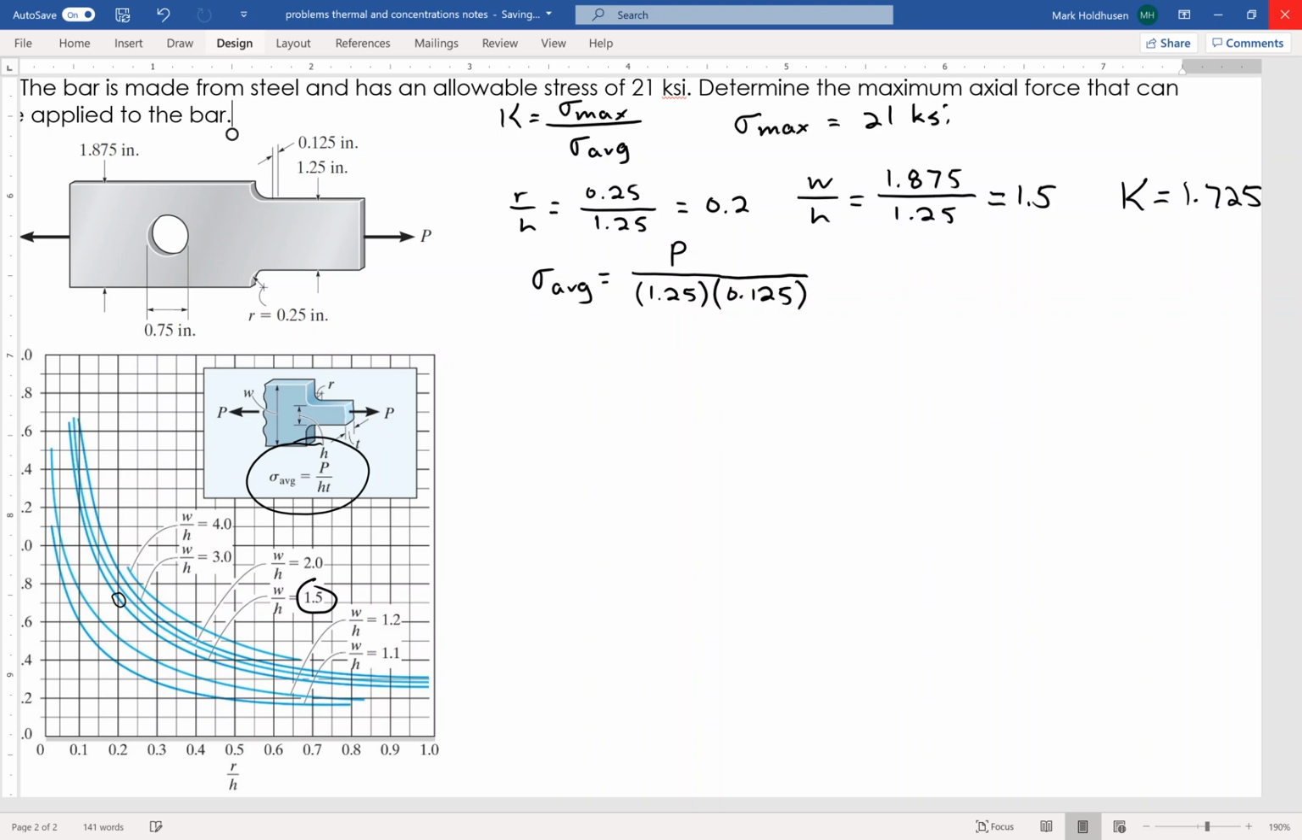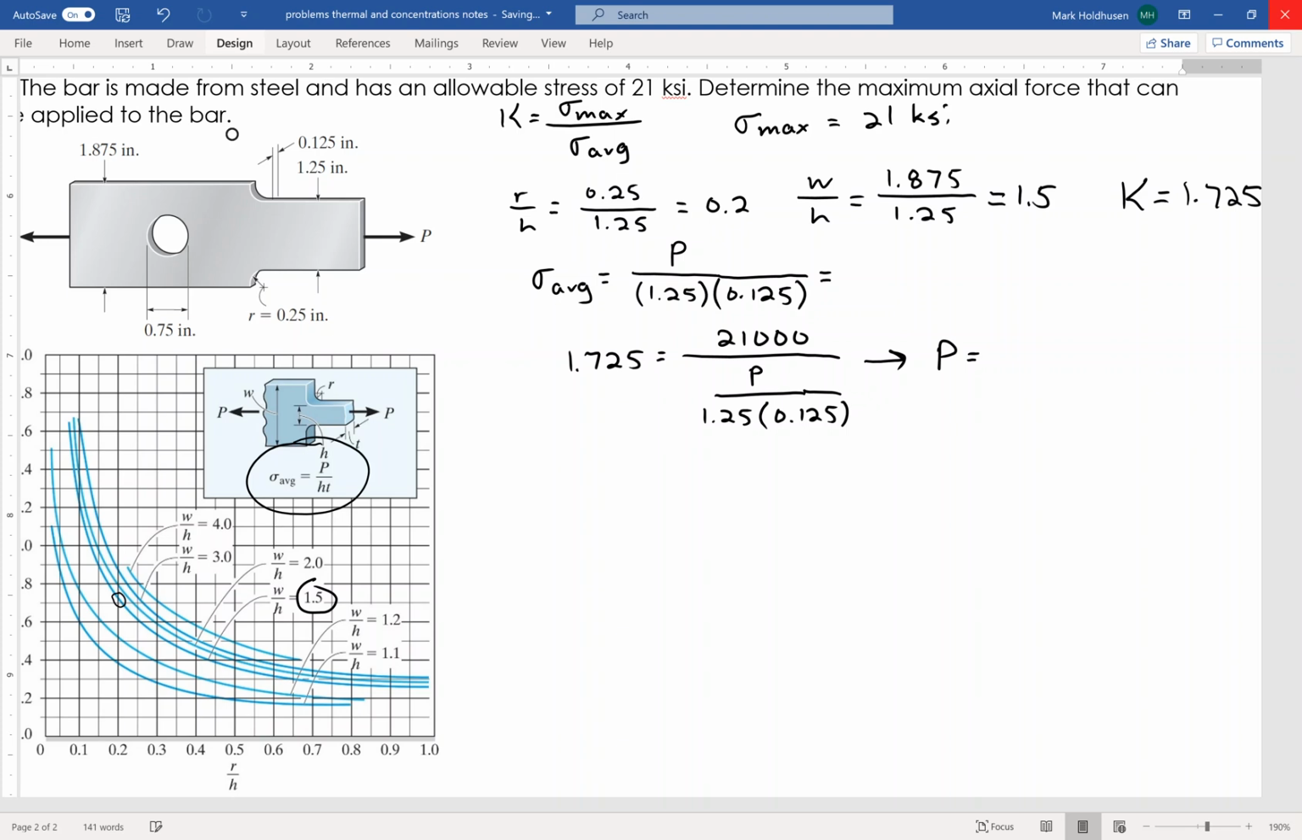So from that, I find that the sigma average, well, I guess I didn't actually find it, okay? But going back into my K equation, I say 1.725 equals sigma max, which is 21,000 PSI, over P all over 1.25 times 0.125. From that, I can find P. So for just the shoulder, my P cannot exceed 1,902 pounds.